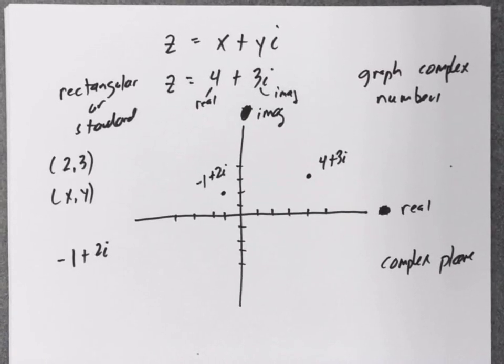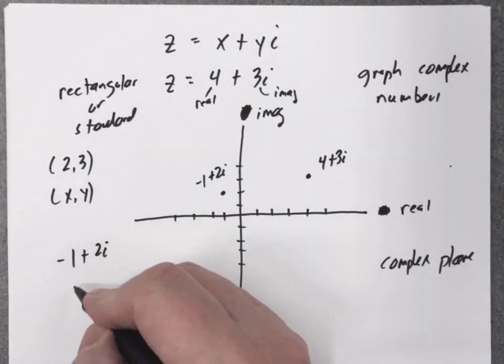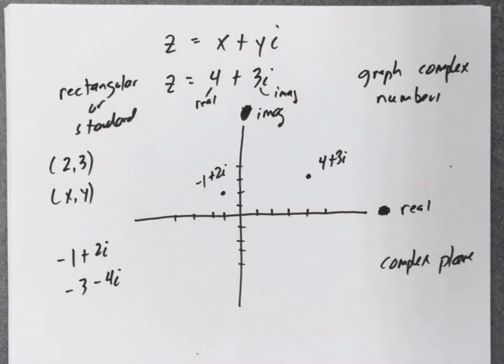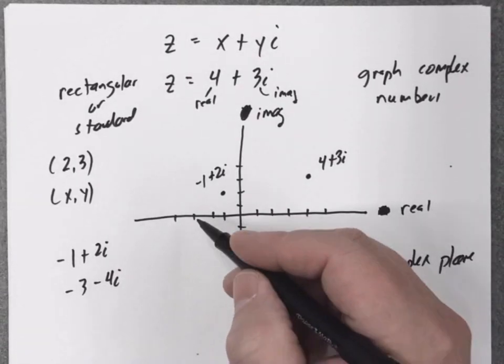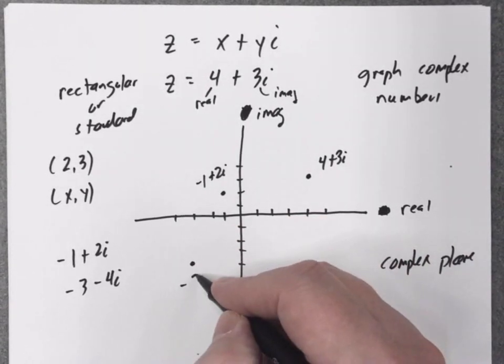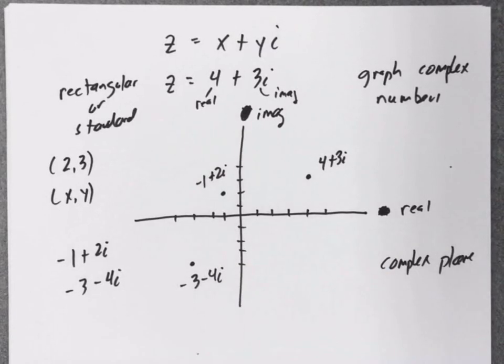Let's do one more. How about negative 3 minus 4i. So the real part is negative 3, the imaginary part's negative 4. So just about in here should be negative 3 minus 4i. So that's the first thing we do with these complex numbers. We actually graph them, and you'll have a couple of problems in homework where you'll be asked to graph some complex numbers. Not very difficult.